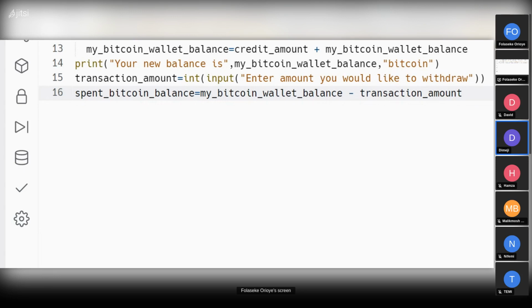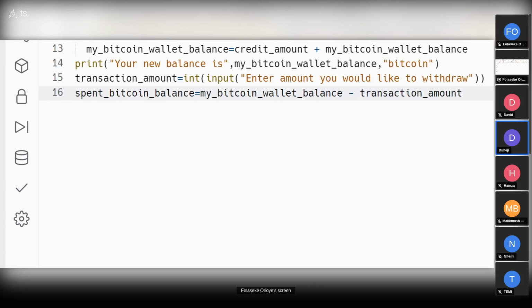After removing the transaction amount from our wallet balance, that is, after removing 1,000 naira which we want to withdraw from Folashike's 3,000, what is left is how much? 2,000. So that 2,000 is the spent Bitcoin balance. But it's very confusing. It should have been something around remaining Bitcoin balance. Am I correct?